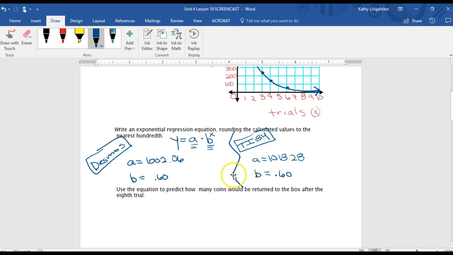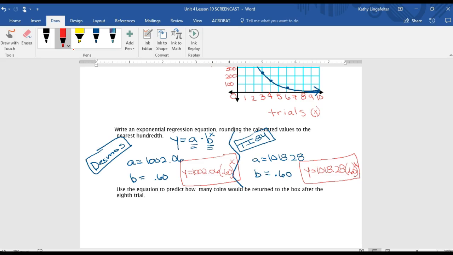So let's write these equations. So my equation for Desmos is y equals 1002.06 times 0.60 to the x power if you're using Desmos. And then for the TI-84, it's y equals 1018.28 times 0.60 to the x power. And again, if you go on today's date or the lesson 10 date on my JT Learn page, there is a video showing you how to do this on TI-84 or 83.